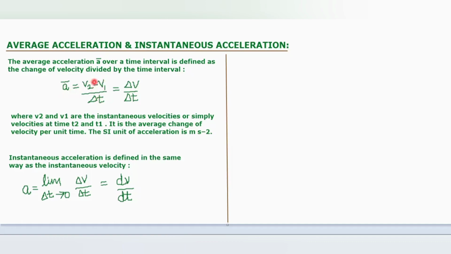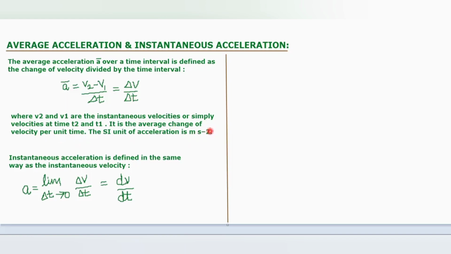That we can write as del v divided by del t, the change in velocity with respect to the time interval. Here v2 and v1 are the instantaneous velocities, or simply velocities, at times t2 and t1. It is the average change of velocity per unit time. The SI unit of acceleration: for velocity, we know it is meter per second, then divided again by the time interval, second. So we get meter per second square, or meter second power minus 2.